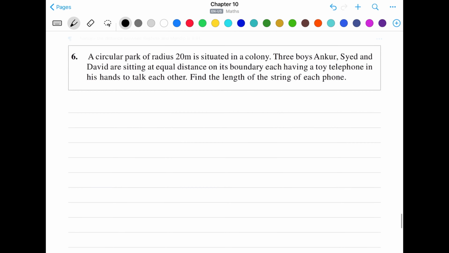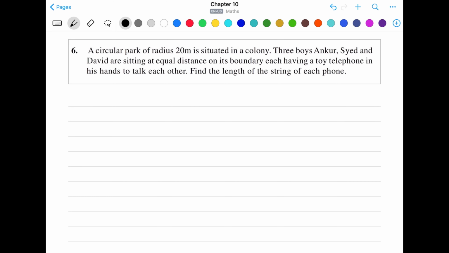Now moving to the next and the last question of this exercise, we have a circular park of radius 20 meter situated in a colony. 3 boys, Ankur, Sayyad and David, are sitting at equal distance on its boundary, each having a toy telephone in his hand to talk to each other. Find the length of the string of each phone. So we have a circular park whose radius is given as 20 meter, and we have 3 boys now, Ankur, Sayyad and David, sitting at equal distance.